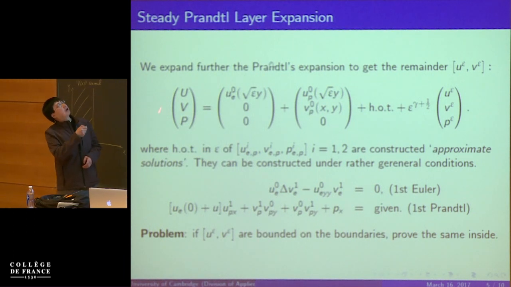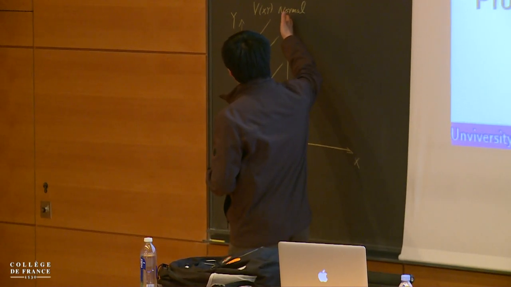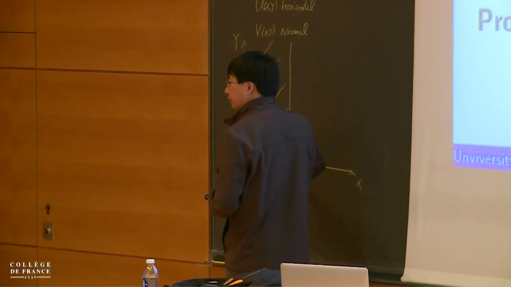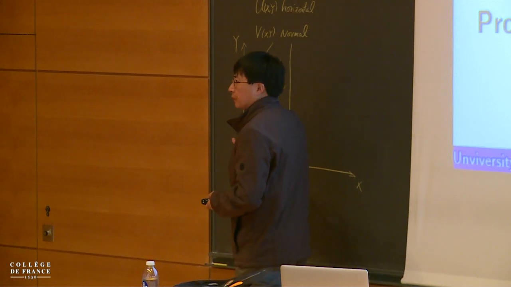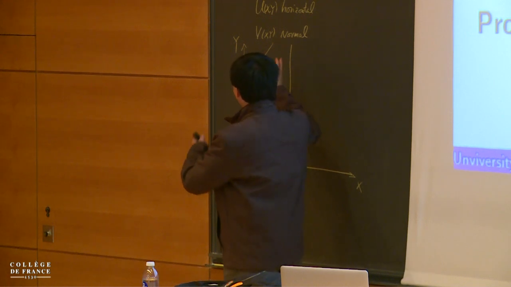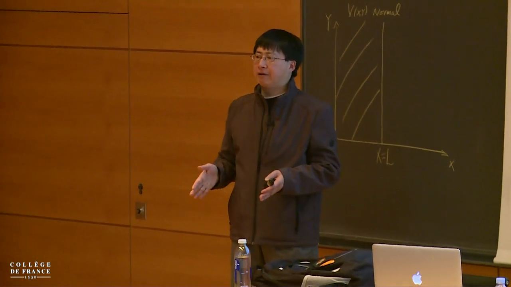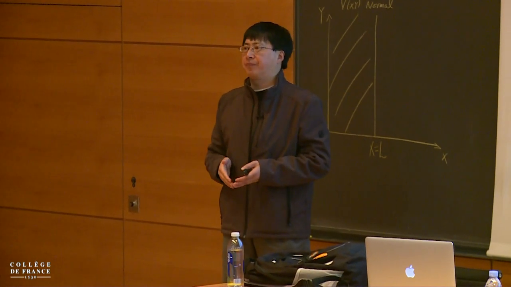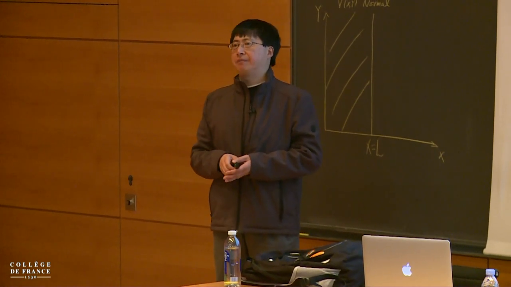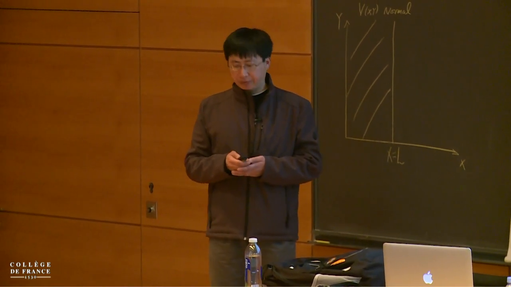If we look at this chart, this is a formal expansion. We want to say that the remainders, u epsilon, v epsilon, are somehow bounded here and bounded here. The question is whether I can show it's also bounded inside. In other words, we want to assume Prandtl's expansions are valid on the boundary. The question is whether I can show they are valid in the interior. So this is the mathematical question we want to ask.